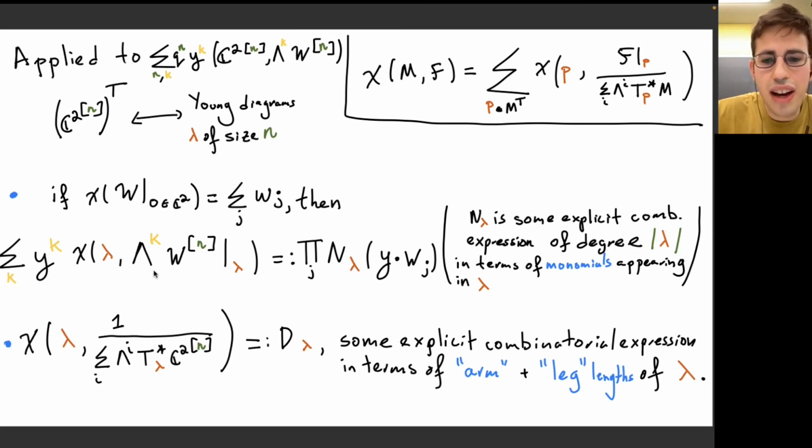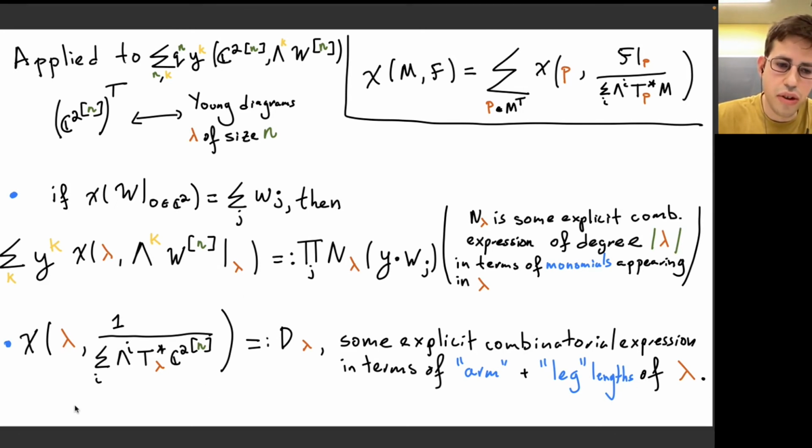I thought 47 minutes into the talk would be too late to be throwing a lot of intricate combinatorial expressions at everyone, but it's some explicit combinatorial expression whose degree depends on the size of the partition n, and it's in terms of the monomials that appear in this ideal lambda. Great. And the denominator has a slightly more complicated but still combinatorial expression.